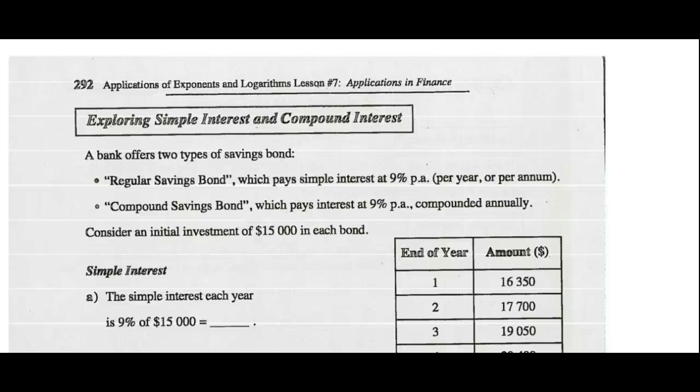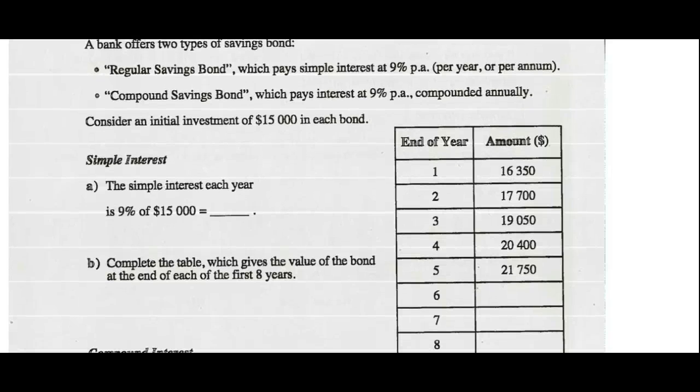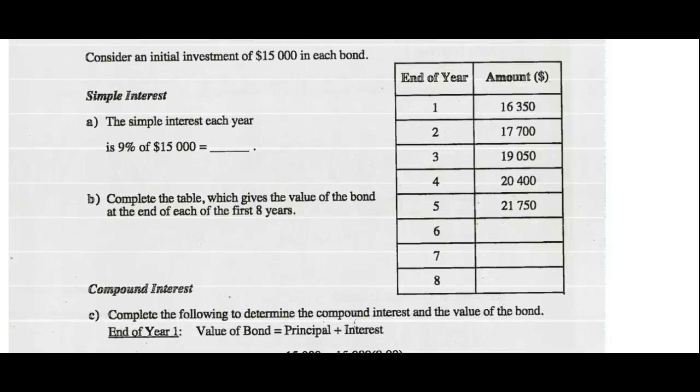So a bank offers 2 types of savings bonds: regular, which pays simple interest of 9% per year, and compound, which pays 9% per year, but now it's compounded annually. Consider initial investment of $15,000 in each bond. Simple interest. The simple interest each year is 9% of 15,000, so you go 0.09 times 15,000. That gives us $1,350. Complete the table. So every year we add $1,350 to the preceding one.